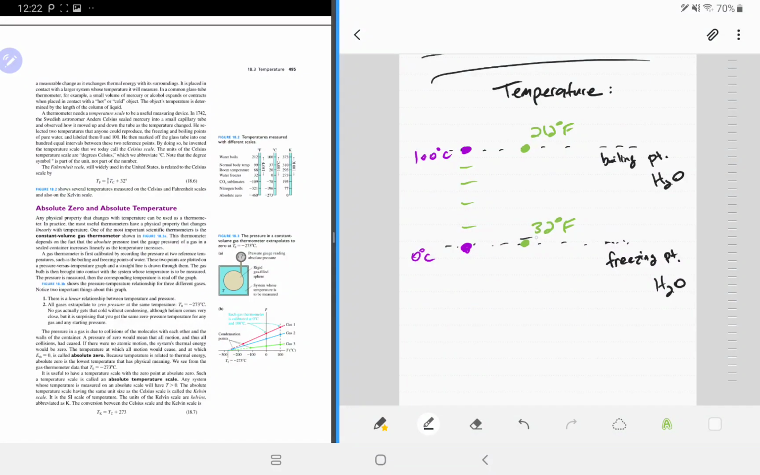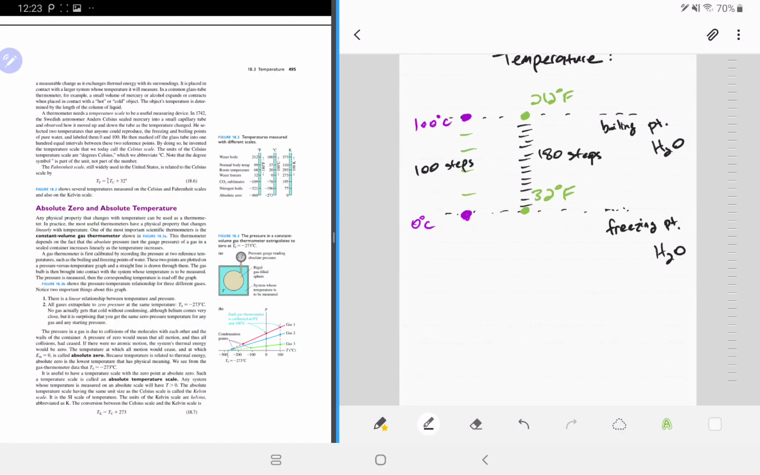For the Fahrenheit scale, there's more of them. 212 minus 32 is 180. So there's 100 steps here to get up to here, while on this one there's 180 steps on the Fahrenheit scale, whereas that same increase in temperature is only 100 steps here. So 1 Celsius degree is bigger than the jump here. So 1 degree Fahrenheit and 1 degree Celsius are not the same temperature change.